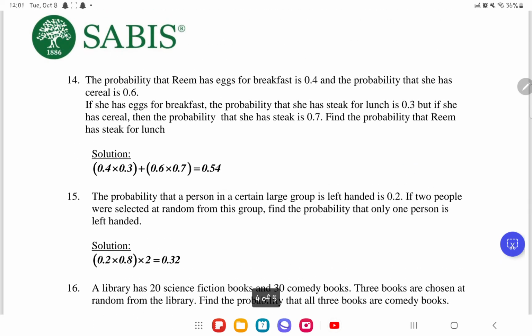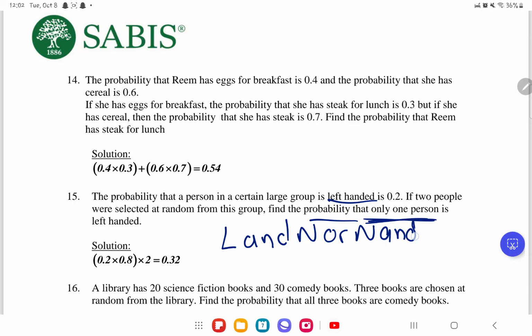Now, the probability that a person in a certain large group is left-handed is 0.2. If two people were selected at random, find the probability that one person is left-handed. They need only one person to be left-handed. So you can either have left-handed and not left-handed, or not left-handed and left-handed. So you write the probability. Left-handed is 0.2 and "and" means times. Not left-handed, the probability is 0.8.